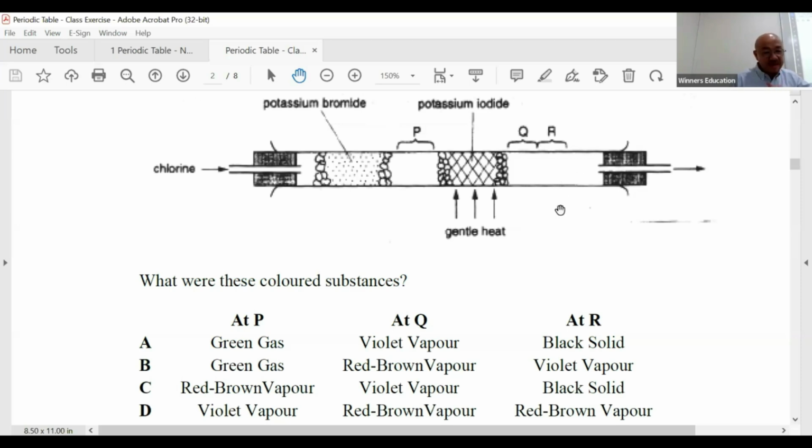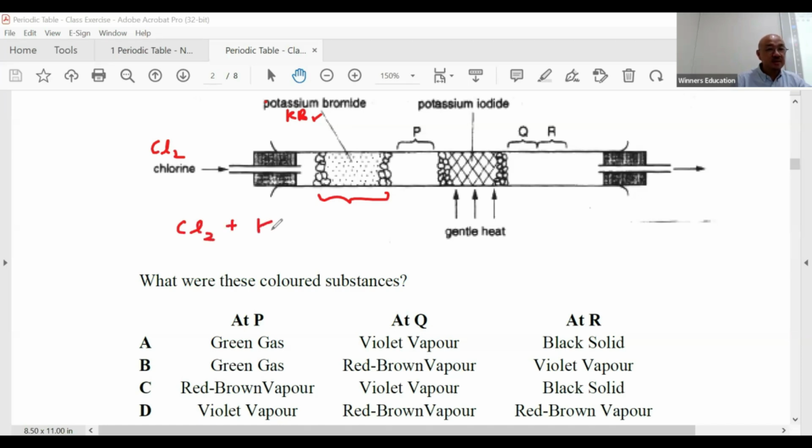So what is happening over here? What were these colored substances? So let's do it together. Now, what is this substance in the first place? Okay, this is chlorine. And then I put it to where? I put it to potassium bromide. They will meet each other and say hello. So the question is right now, is there a reaction over here? What are we testing?